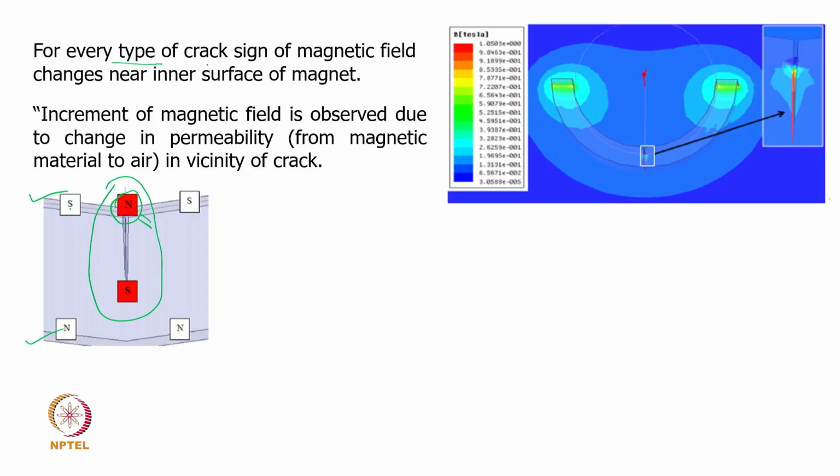So, one thing we say is that for every type of crack, the sign of the magnetic field changes near the inner surface of the magnet, that is what we indicated here. This is the inner surface, and as a crack starts, even on the surface itself the field will change, and an increment of the magnetic field was observed. At the edges there will be a lesser field, but wherever the crack initiates, the magnetic field will suddenly increase significantly. That was a major finding from this analysis: a sudden increase in the magnetic field in the vicinity of the crack will be observed.